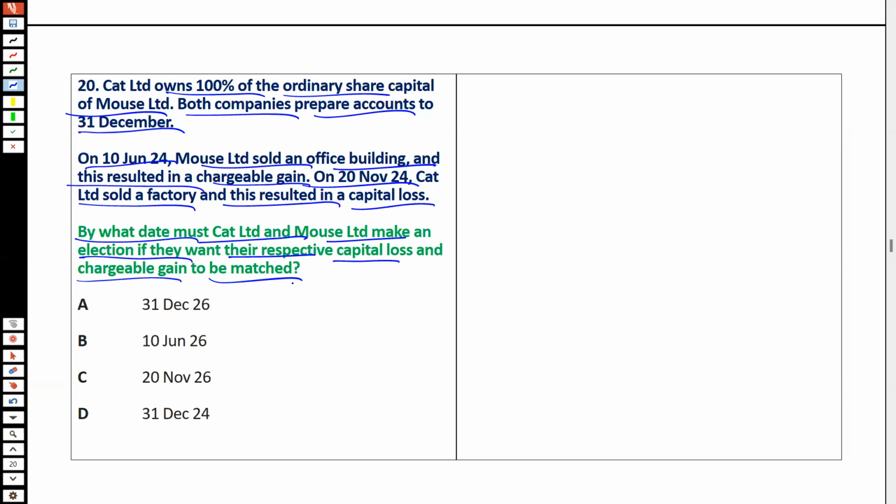Okay, so it's more of a theoretical question. First of all, they are part of a capital gains group. Under a capital gains group, capital loss and capital gain can be transferred to each other. But here the question is not on conceptual grounds. Here the question is on an election perspective. Mouse Limited has a gain, CAT Limited has a loss. By what time do you have to make the election?